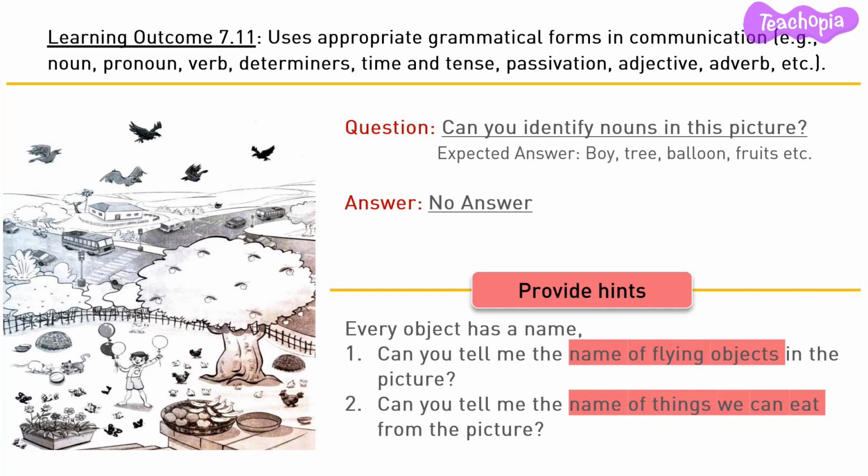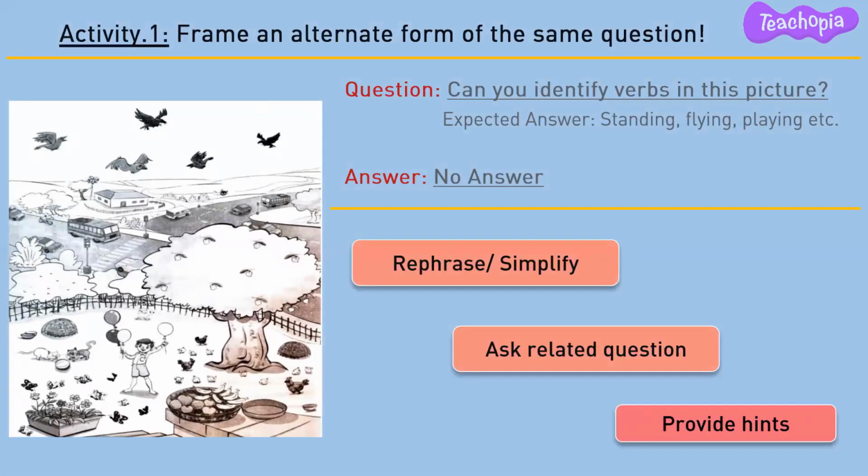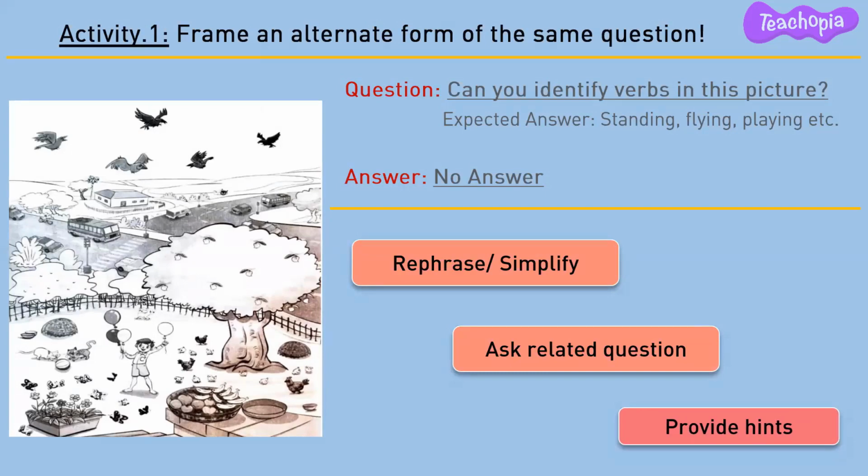So for example, can you tell me the name of a flying object in this picture? Can you tell me the name of things we can eat from the picture? So you see the way the question is crafted. It is using a hint, or it's including a hint within the question so that the child is able to understand what the teacher wants. So these are 4 steps that we can use to help children understand our question and get them to answer the question.